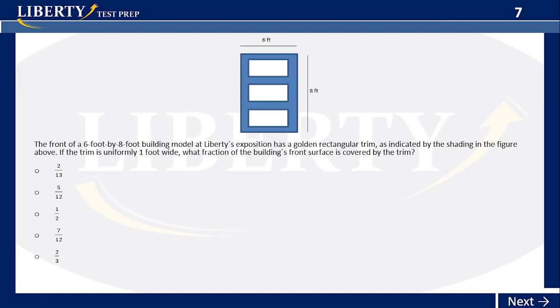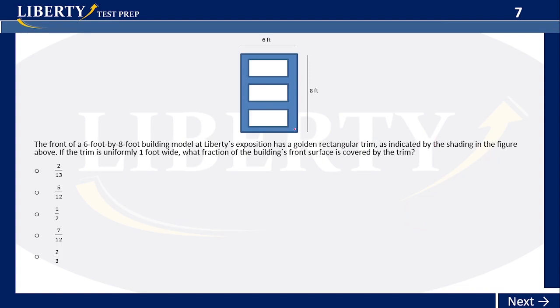Okay, so here let's read that question. The front of a 6-foot by 8-foot building model at Liberty's exposition has a golden rectangular trim. Okay, so this is not golden actually, but it's represented by this shaded thing, right? As indicated by the shading in the figure above. So the whole blue thing is a golden rectangular trim.